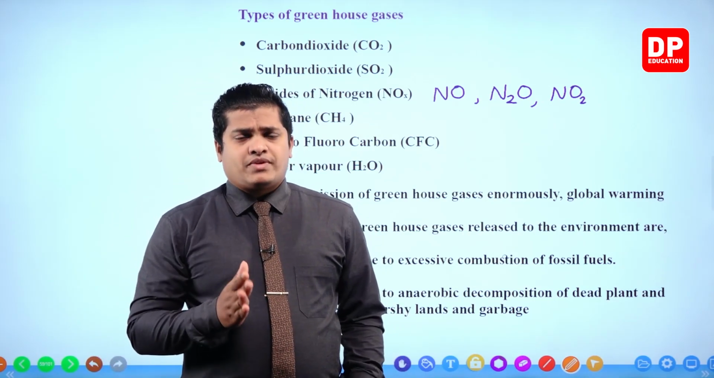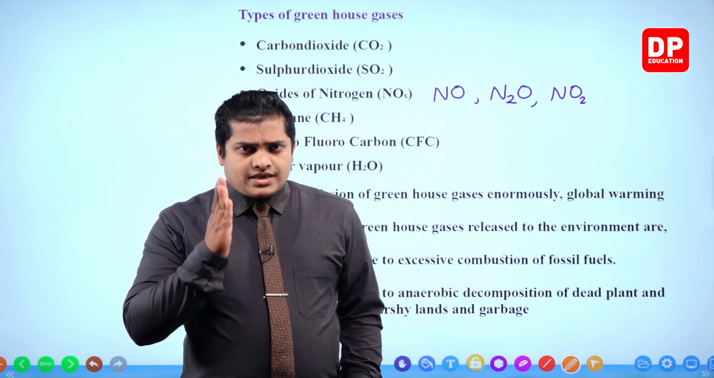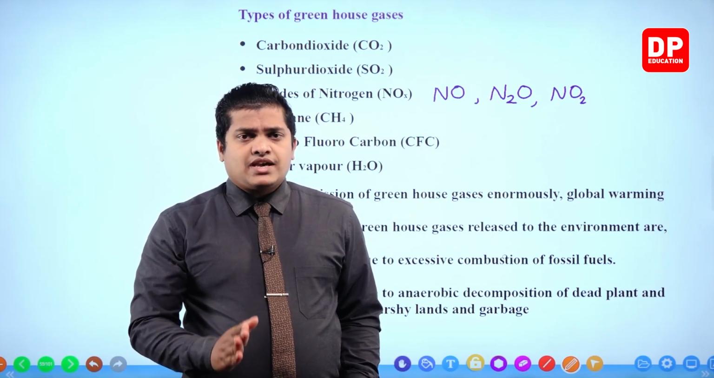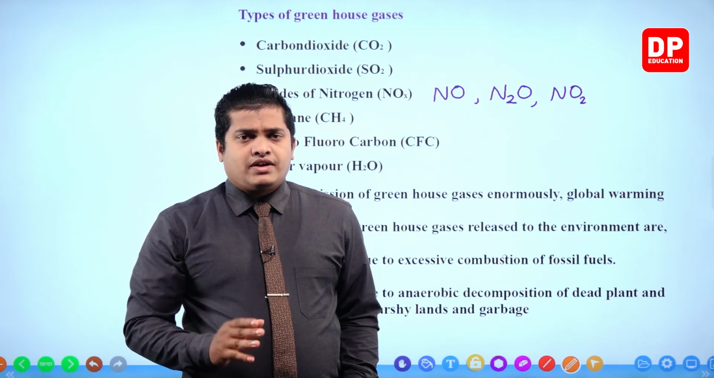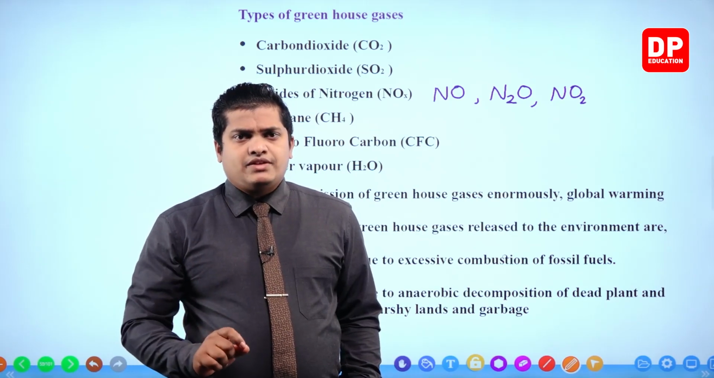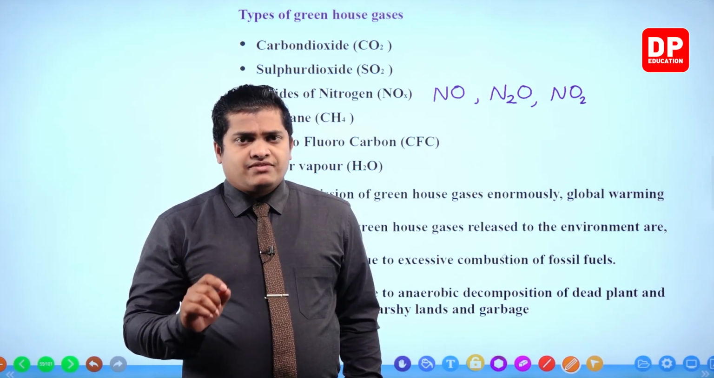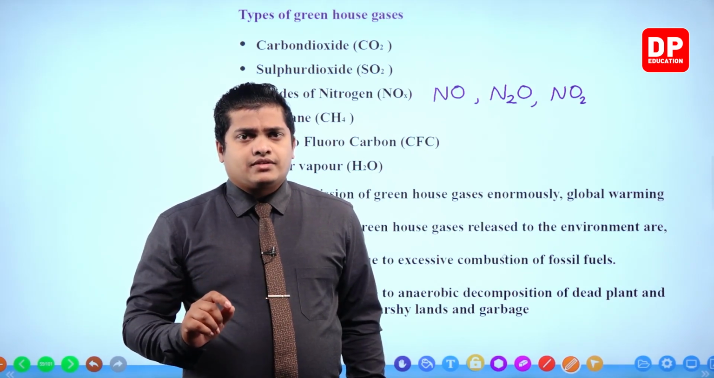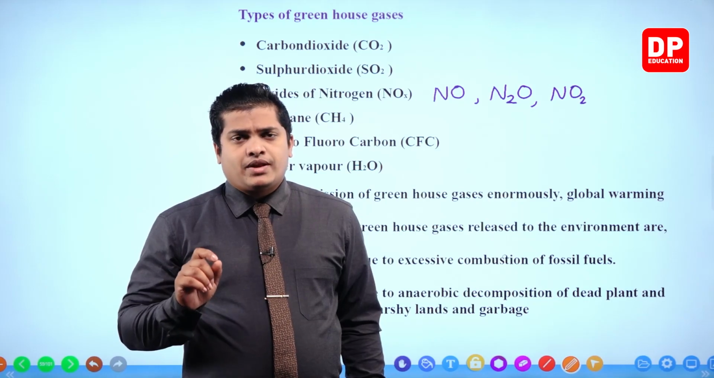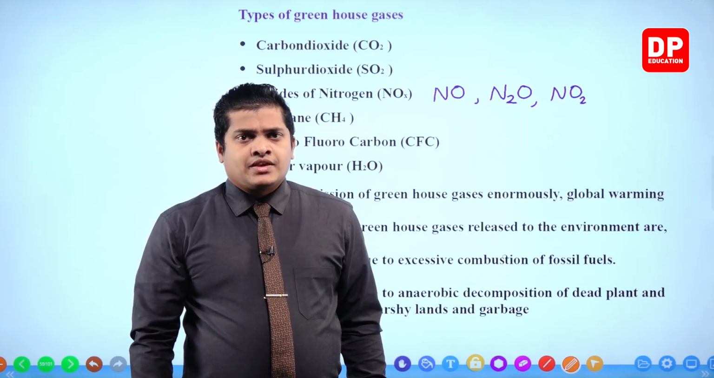Greenhouse gases are important, my dear children. There should be some amount of greenhouse gases in our environment. Otherwise, we won't be able to survive in the environment. Because thanks to greenhouse gases, we have the ability to survive on the planet Earth, because they help to keep the optimum temperature around our Earth.